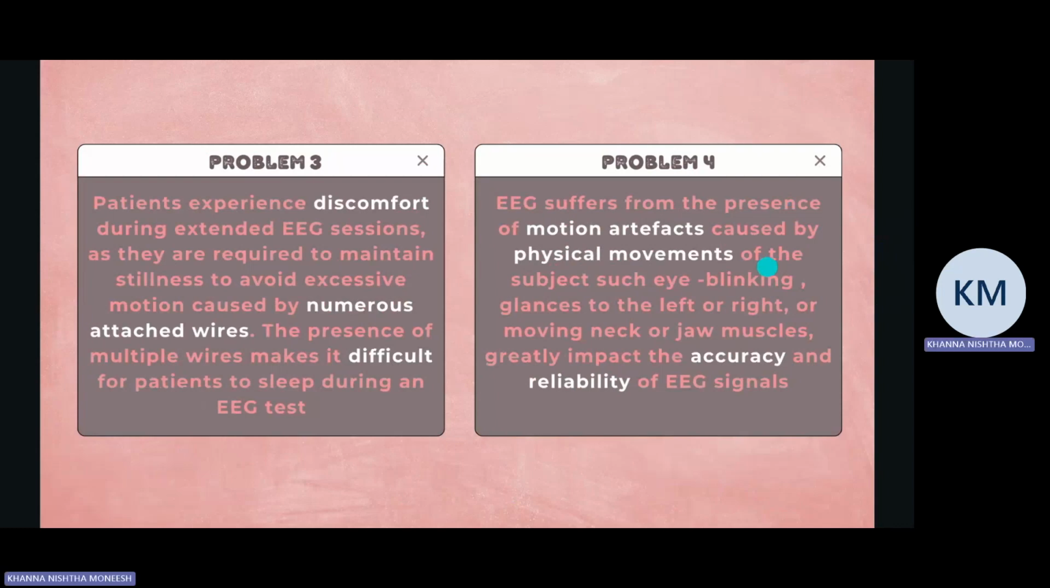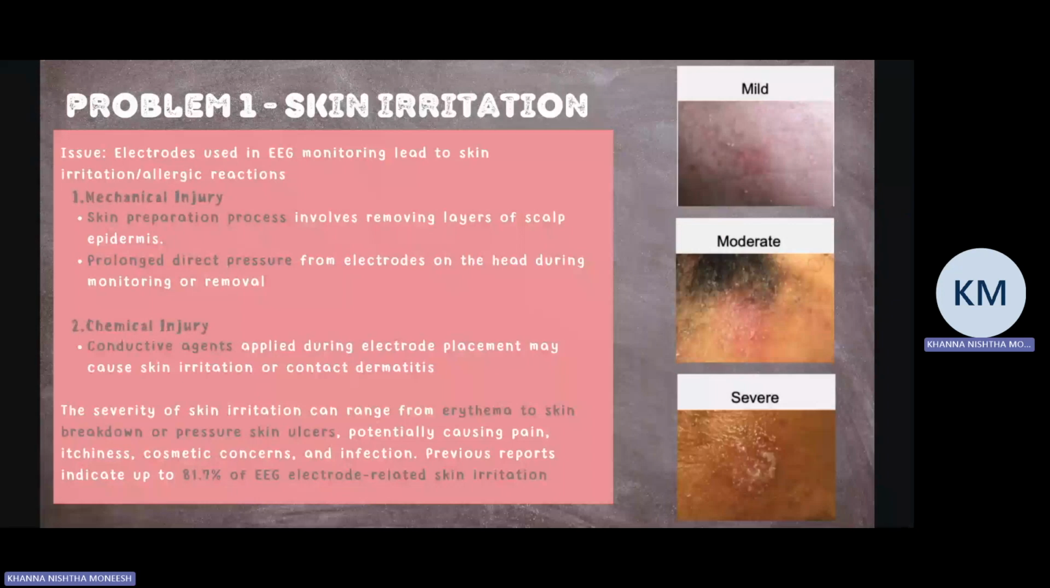Delving deeper into problem 1, which is that electrodes used in EEG monitoring frequently lead to skin irritation, hence presenting significant challenges for patients undergoing monitoring. Mechanical injury can occur during the skin preparation process, which involves removing layers of scalp epidermis, and due to prolonged direct pressure from the electrodes on the head. Additionally, chemical injury may result from conductive agents applied during electrode placement, leading to contact dermatitis. The severity of skin irritation can range from erythema to skin breakdown or even skin ulcers. Previous reports indicate up to 81.7% of patients experience EEG electrode-related skin irritation.